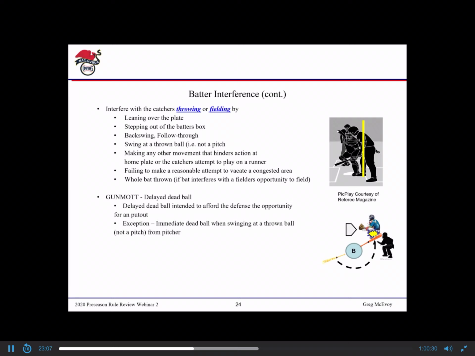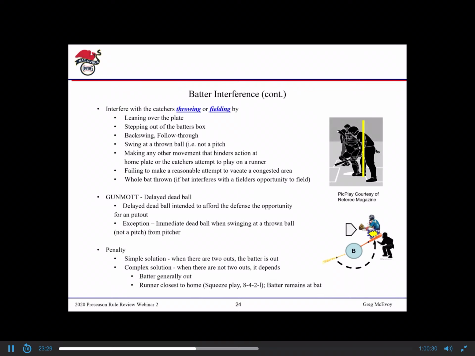And again, generally, usually, normally, it's going to be a delayed dead ball. And it's a delayed dead ball because we want to afford the defense the opportunity for a put out. The only time for batter interference where it's an immediate dead ball is when the batter swings at a thrown ball, not a pitch from the pitcher's plate.